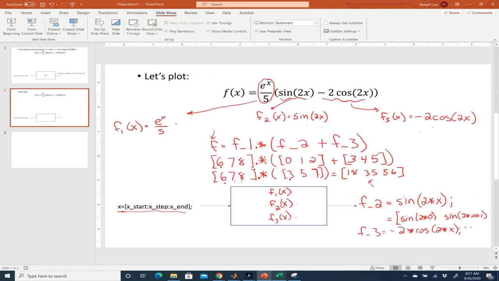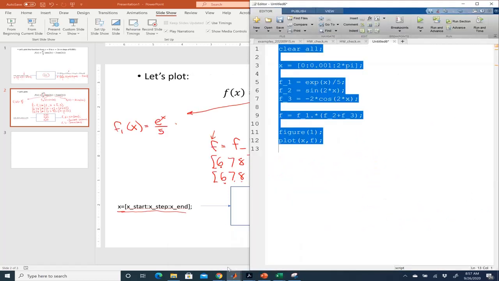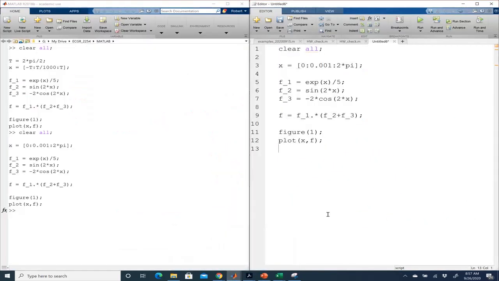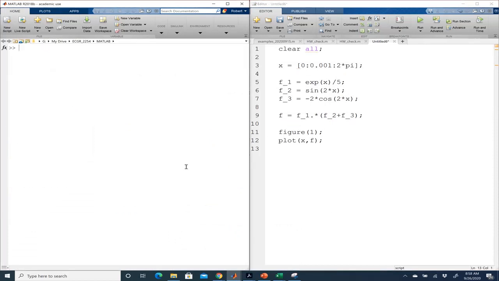Okay? So let's try to do this now in MATLAB. Let's bring up my code. All right? So here is some code that I wrote. A good function starts out with clear all, to make sure that all my variables are cleared. I say x equals 0 in steps of 0.001 to 2 times pi. So I've created my x vector.